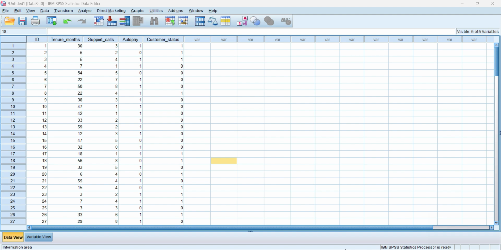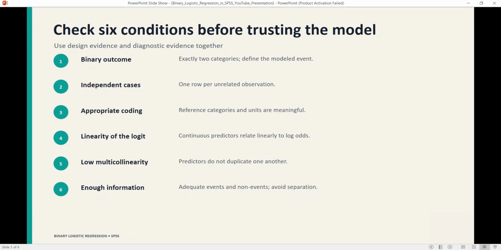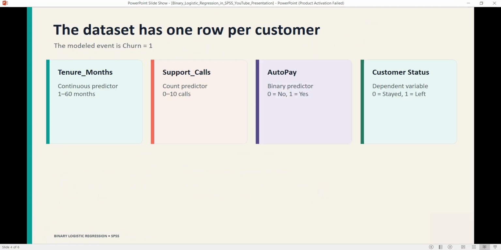So in this video, we are going to do binary logistic regression in SPSS by using two independent variables which are continuous variables and one dichotomous independent variable, and one dependent variable as a categorical variable. Before doing the binary logistic regression in SPSS, we need to learn some important aspects of logistic regression.